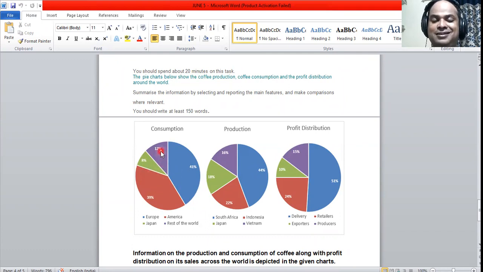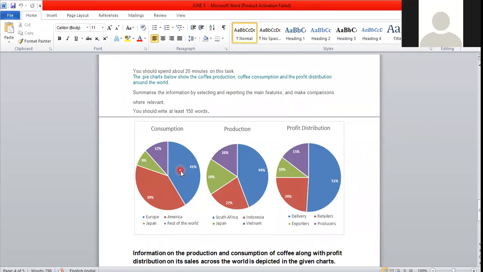And here the 12% is the rest of the world. The whole rest of the world, apart from America, Europe, and Japan, consumes only 12% of the coffee. So this is what we have seen. The production share is almost different from the consumption share. We don't have the same countries as the producing country and the consumer country. The only exception is Japan here.